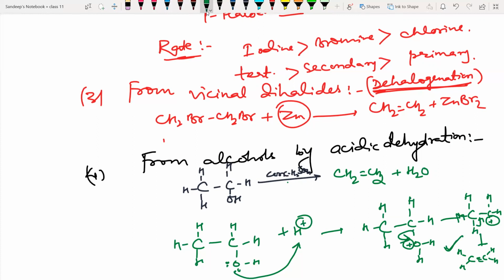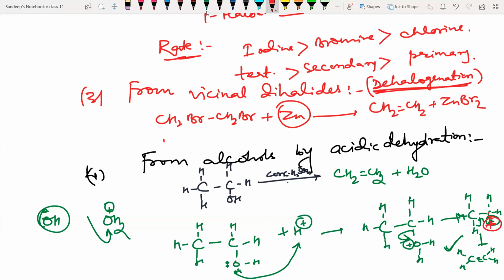Sir, can you repeat this, sir? This oxygen lone pair attacks this H plus. Okay, because OH is not a very good leaving group. OH is not a leaving group, but OH2 plus is a very good leaving group. It leaves so that it becomes water, creating a carbocation, a carbon with positive charge. So this is a carbocation.